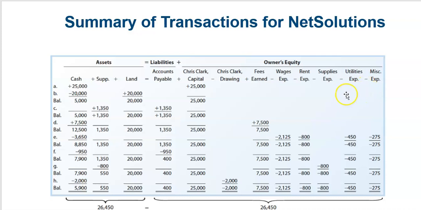And we've already done this because as we were putting them in, we noted how it affected owner's equity. For example, we noted that if Chris Clark put personal money, that is an investment into his business, that increased owner's equity because we put it in as a plus. When Chris Clark withdrew money, that decreased it. When the company earned revenue by providing services, that increased owner's equity. And that's what revenues do. And all of the expenses reduced owner's equity, and that's why we put them in as negatives.